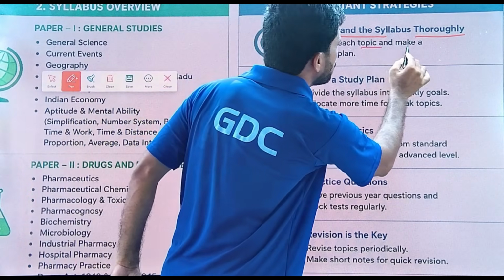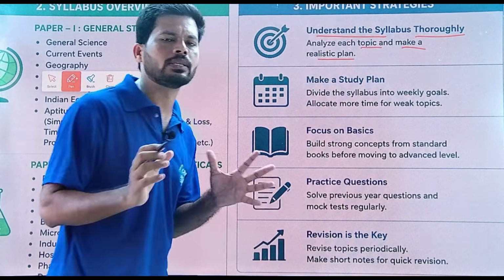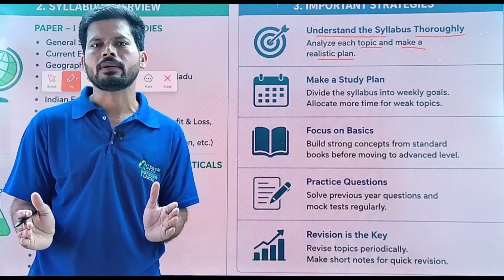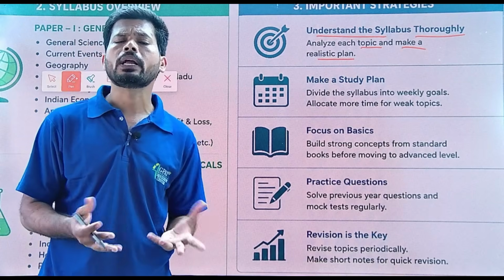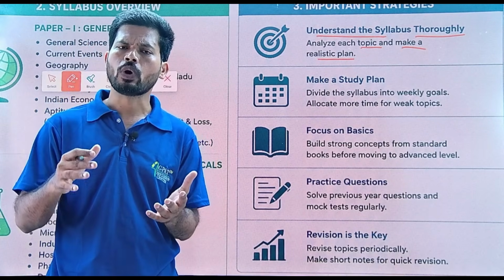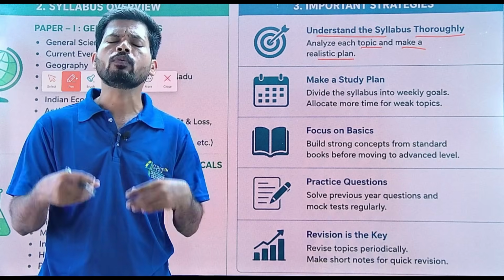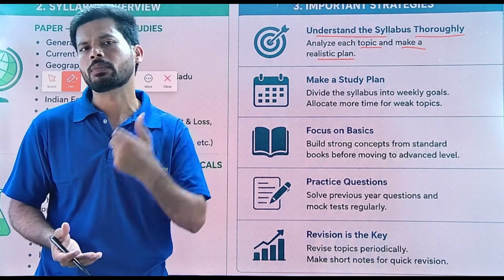Analyze each topic and make a realistic plan. These are the subjects and these are the topics from these subjects, and make a plan. Don't think, without a plan also I will go, no problem. If you want to study for the next 4 to 6 months, first make a plan by working on it for 1 or 2 days. Then you will get some clarity.